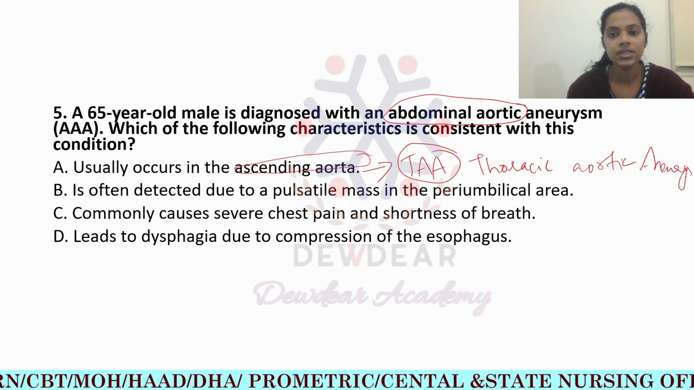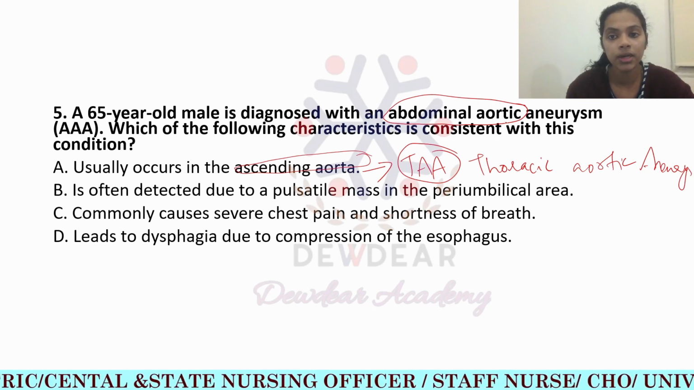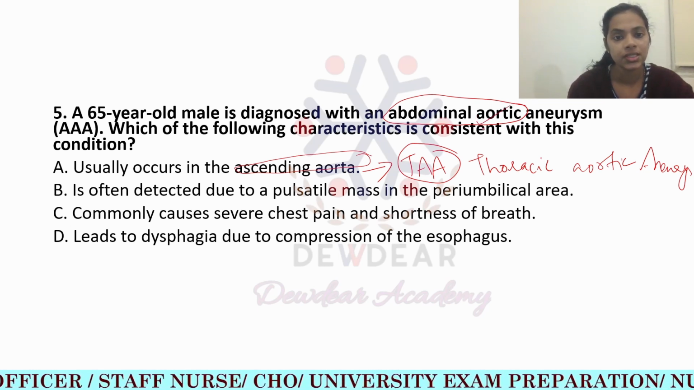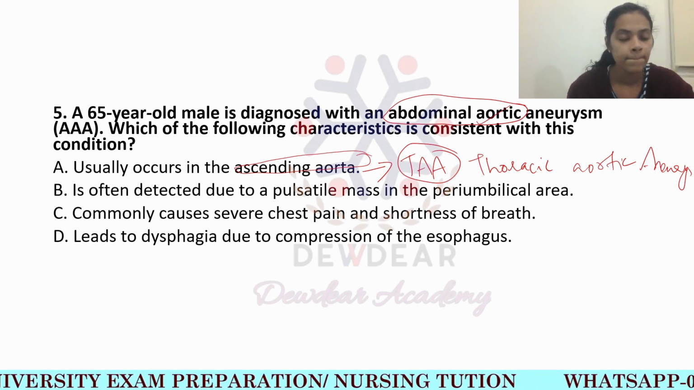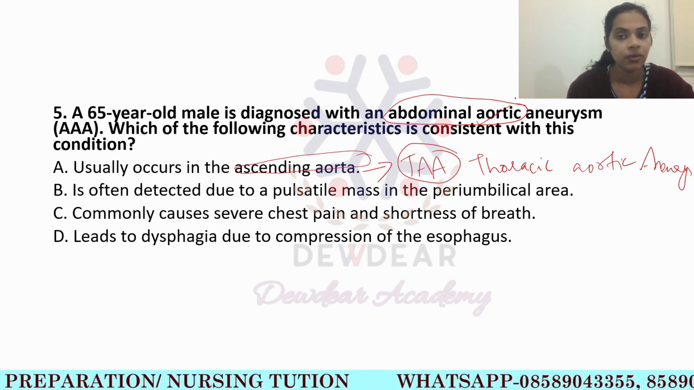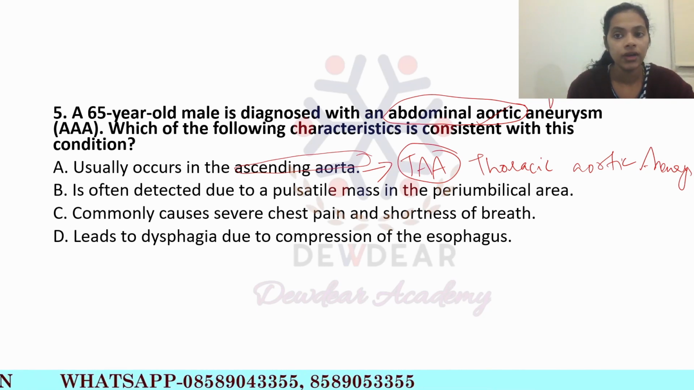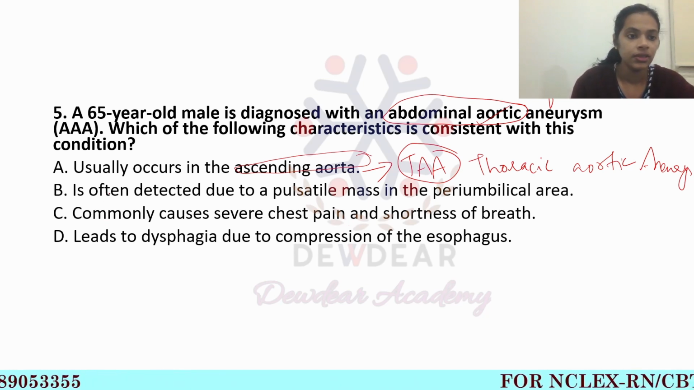But the question is, the 65-year-old male is diagnosed with abdominal aortic aneurysm. Abdominal aortic aneurysm is mainly found at the infrarenal level, not in the ascending aorta. So that is not the correct answer.